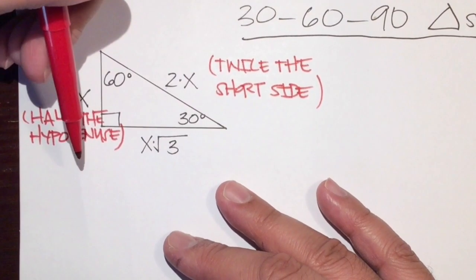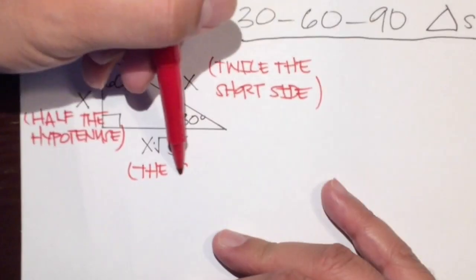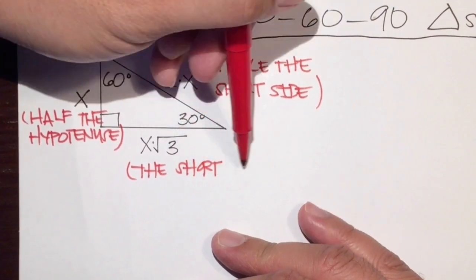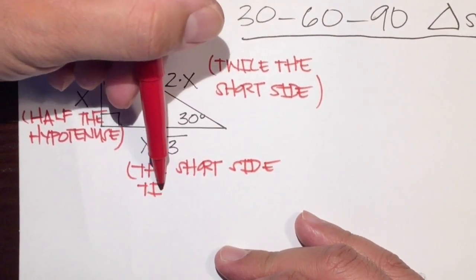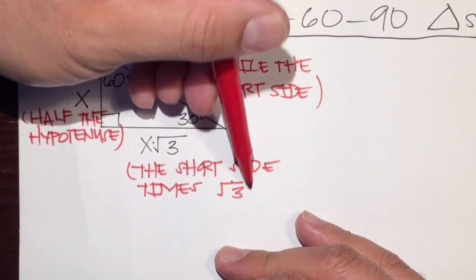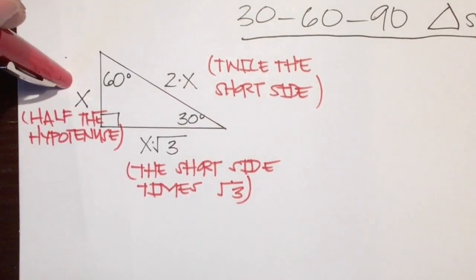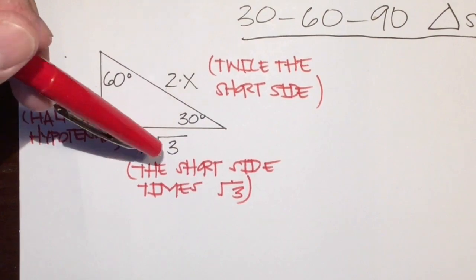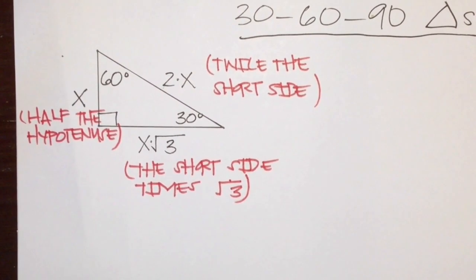Okay? And the middle side is the short side times radical 3, or times square root of 3. So whatever the short side is, you multiply it by radical 3 to get the middle side. So if this was 5, then this would be 5 radical 3.